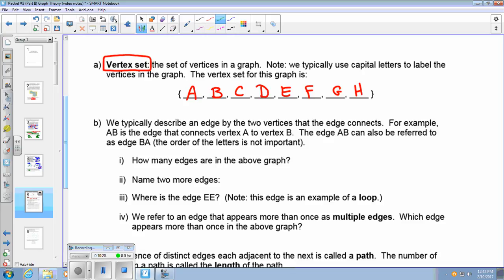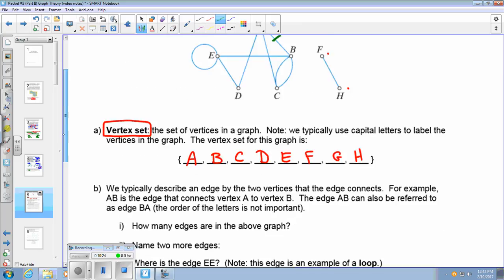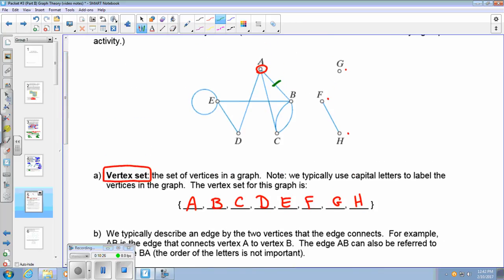So the question is, how many edges are in the above graph? Let's go back up and take a look. Got the edge AB we already marked. We've got these two edges here, the third one there, fourth, actually we're up to 5, 6, 7, 8, and 9. There are 9 edges in this graph.